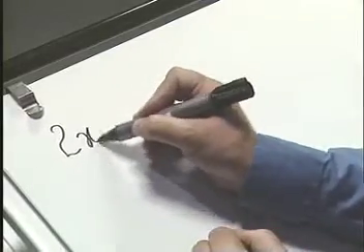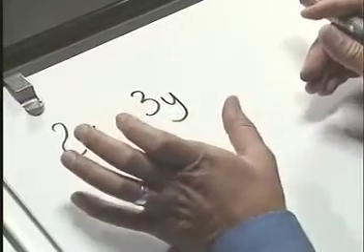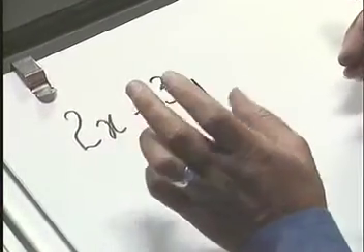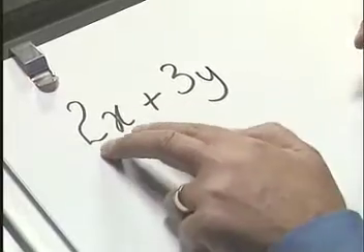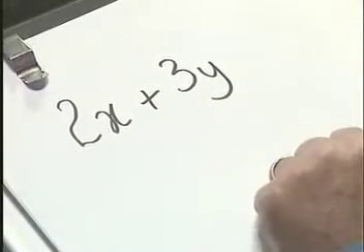A binomial expression is the sum or difference of two terms. So, for example, 2x plus 3y is an example of a binomial expression because it's the sum of the term 2x and the term 3y. It's the sum of these two terms.